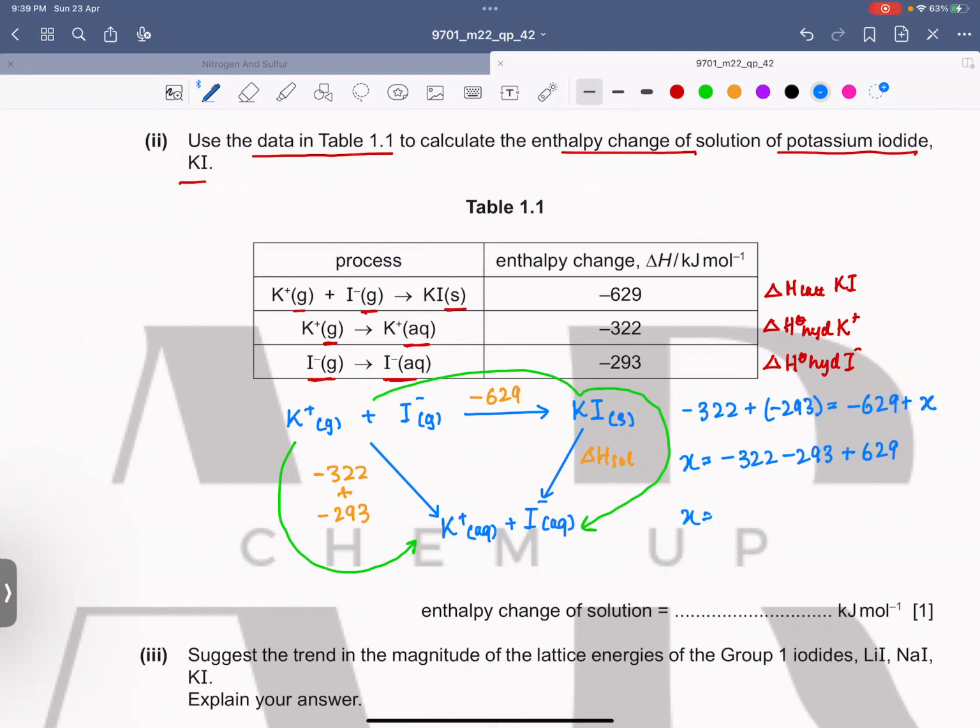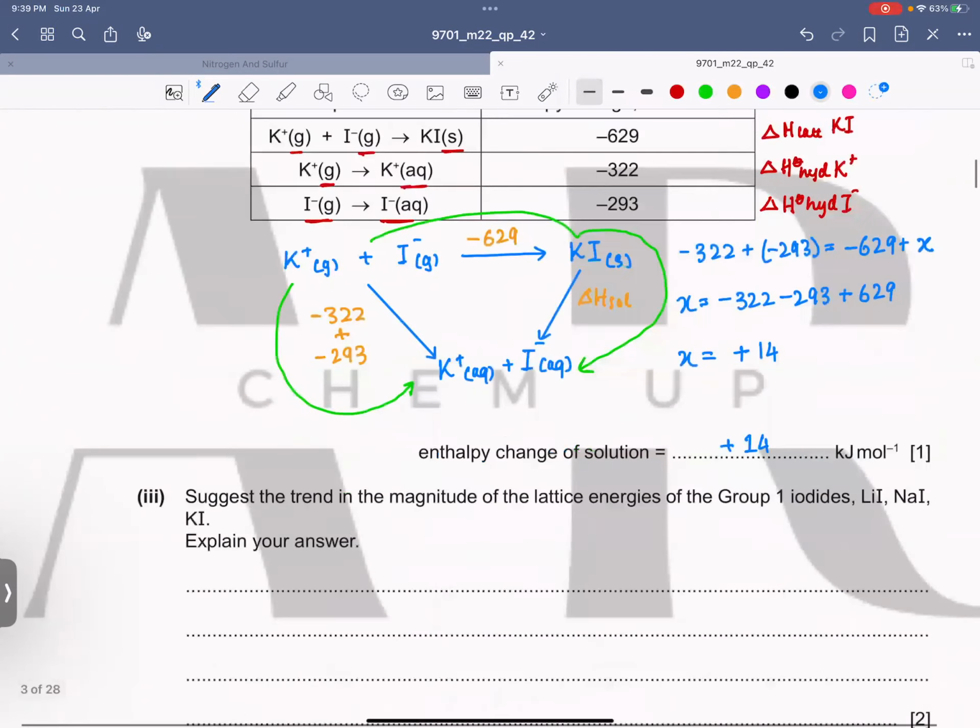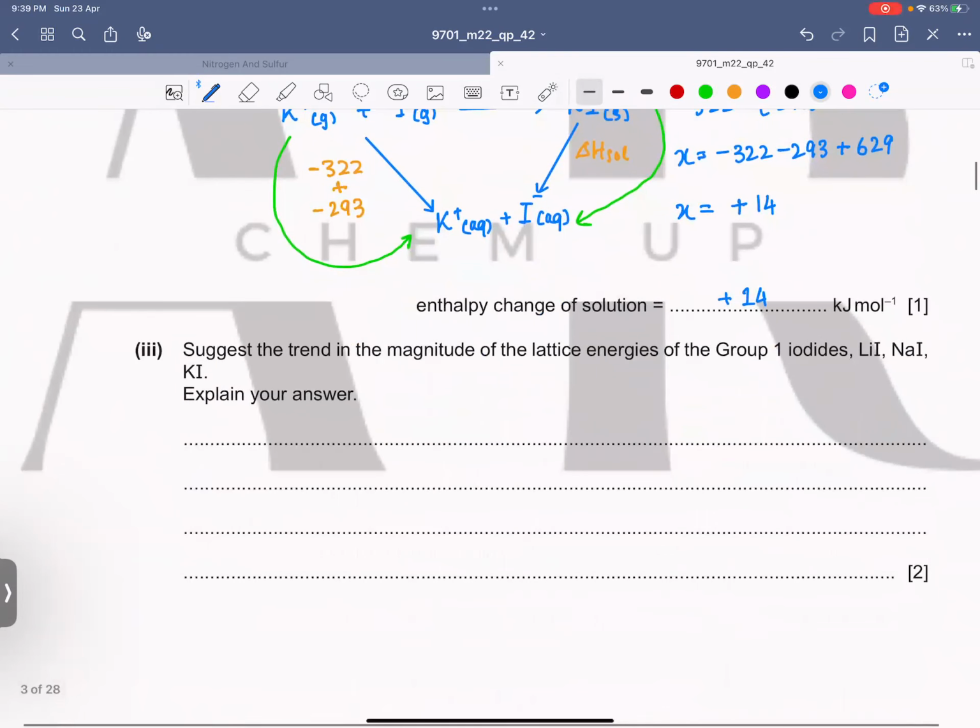Yes, sir, plus 14. Is this clear to everyone? Yes, sir.